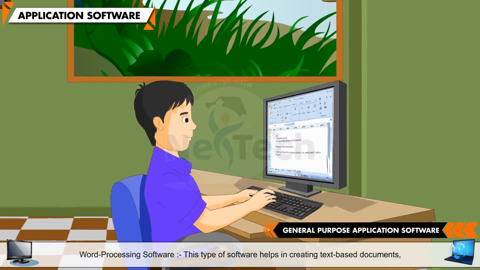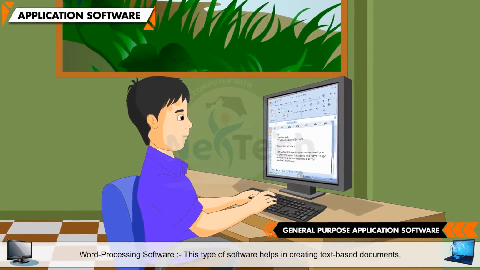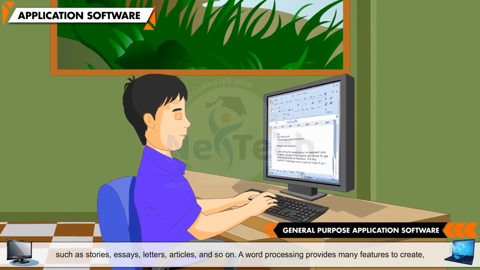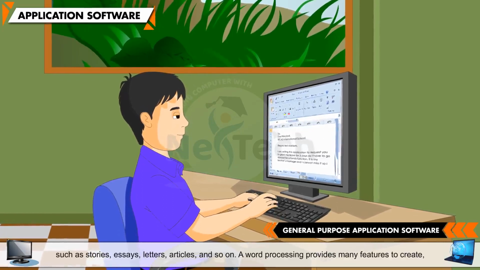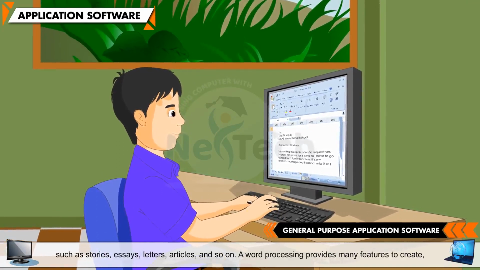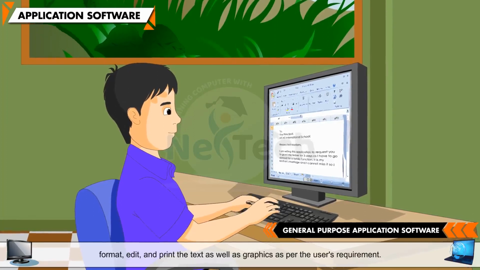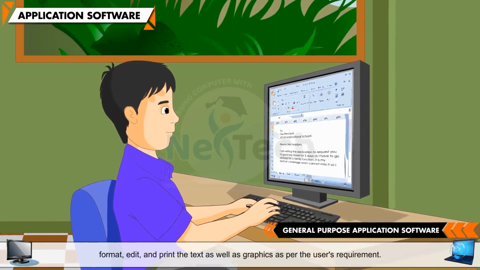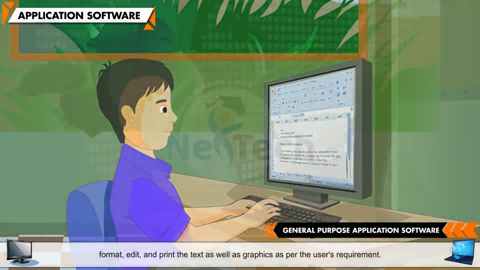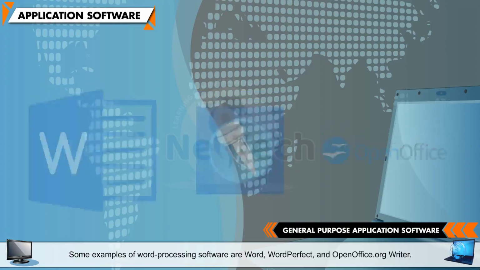Word processing software. This type of software helps in creating text-based documents such as stories, essays, letters, articles, and so on. A word processor provides many features to create, format, edit, and print the text as well as graphics as per the user's requirement. Some examples of word processing software are Word, WordPerfect, and OpenOffice.org Writer.